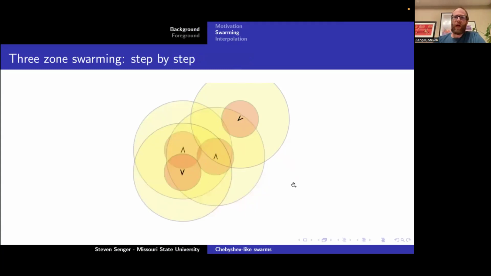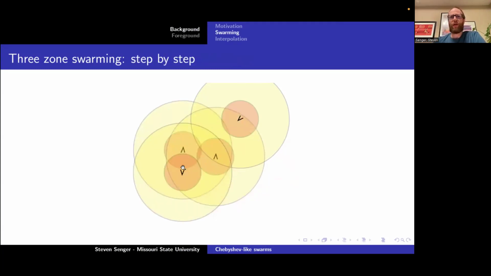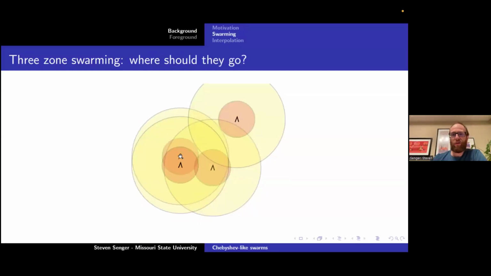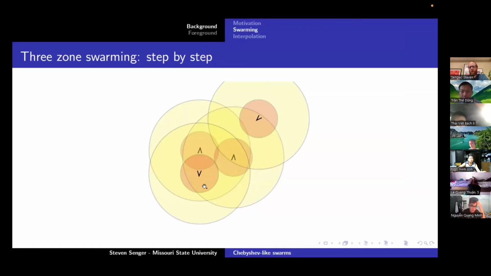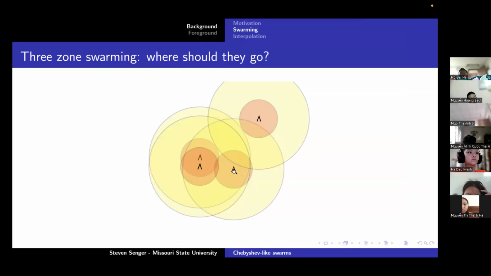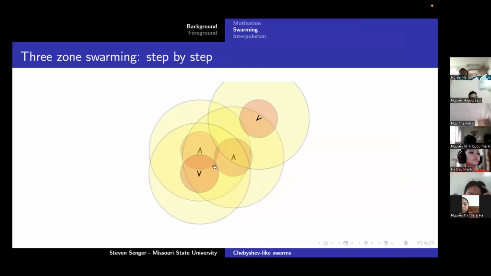Okay, so let's see what happens. So these two were so close that this one had to go down. This one had to run away from this one. And this one's already running away. We look at this one, and these two are in its zone of orientation. So it's like, oh, well, from here they're both pointing up. I guess I should point up. Now this one has nobody in its zone of repulsion or its zone of orientation. So it's just attracted to the group. So it's going to come this way, and that's what we see here.